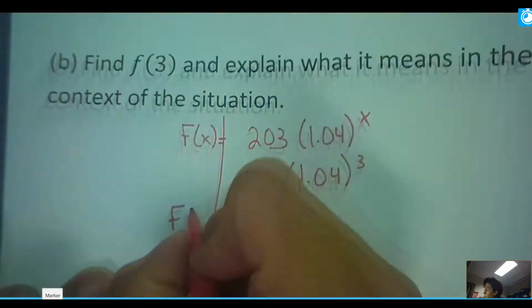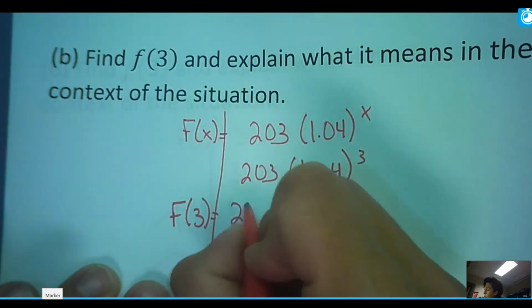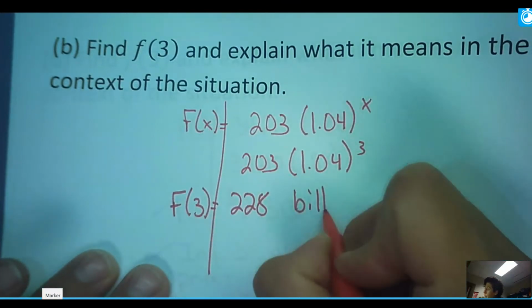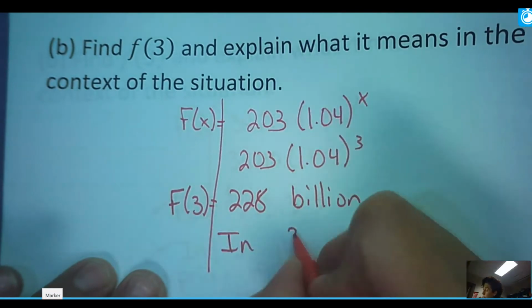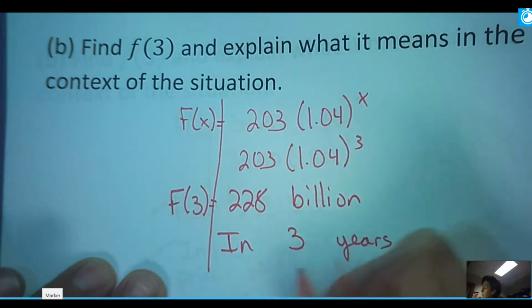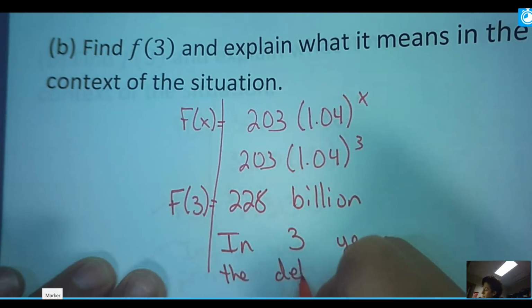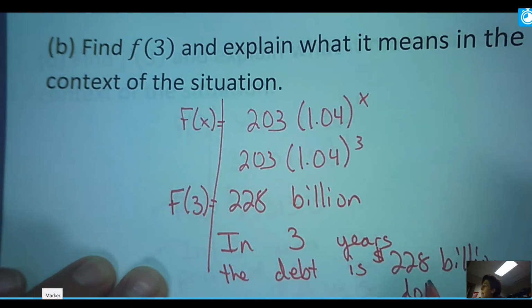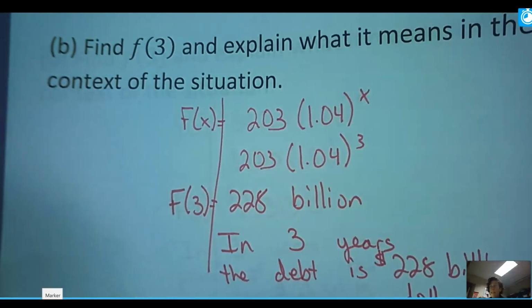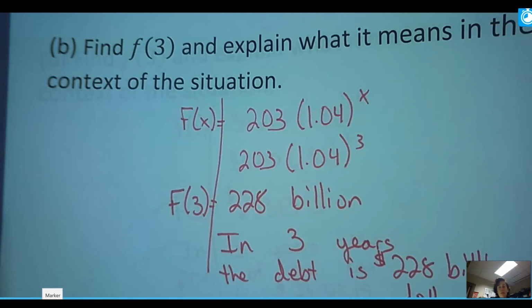So my first question, what's f of 3 worth? We'll put 228. And how do I explain this in context? In 3 years, the debt is $228 billion. I'll go ahead and write dollars. I think that's what they wrote too, right? And that's it. That is your video. Go ahead. When you're done, you need to return to our Zoom meeting because we're going to talk as a group. And be prepared. You'll be submitting this to OneNote at the end.